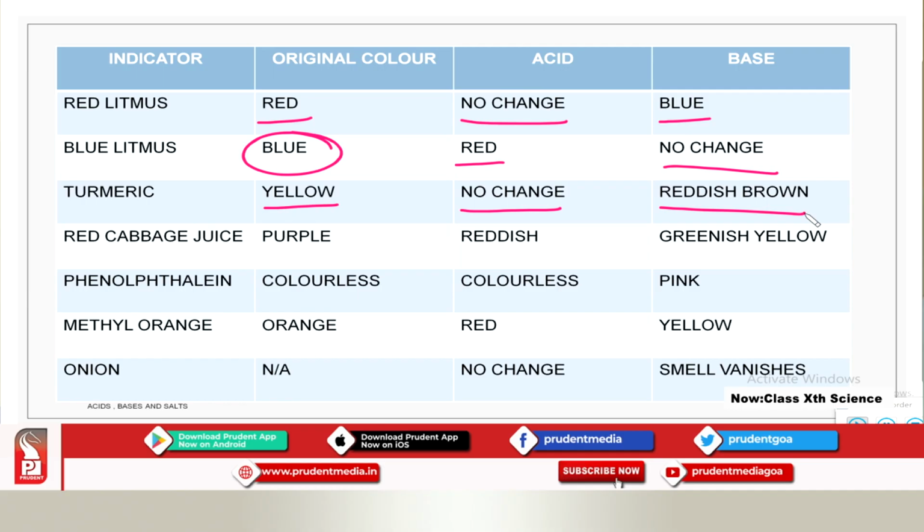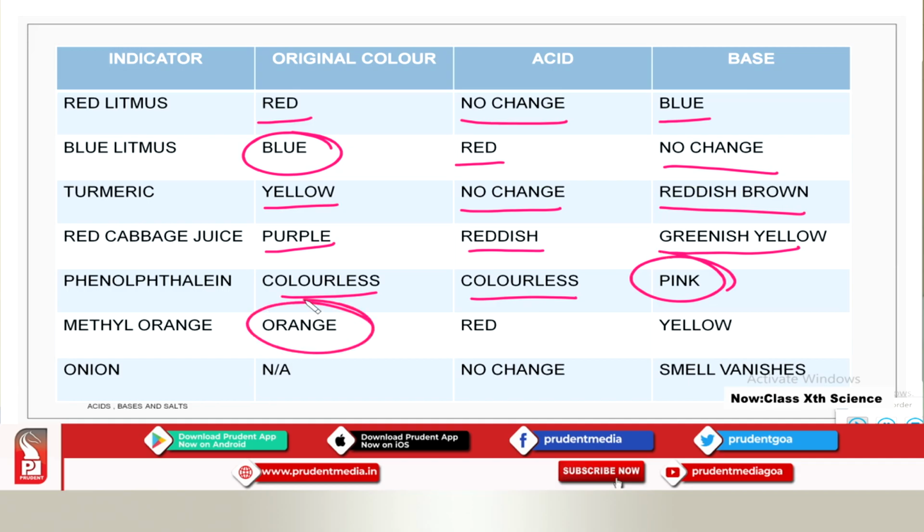Red cabbage juice original color is purple. In acidic solution it changes to reddish, whereas in basic solution it changes to greenish yellow. Phenolphthalein indicator is colorless in acidic solution, but in basic solution it changes to pink color. Methyl orange indicator, the color is orange. In acidic it will show red, whereas in basic it is going to show yellow in color.